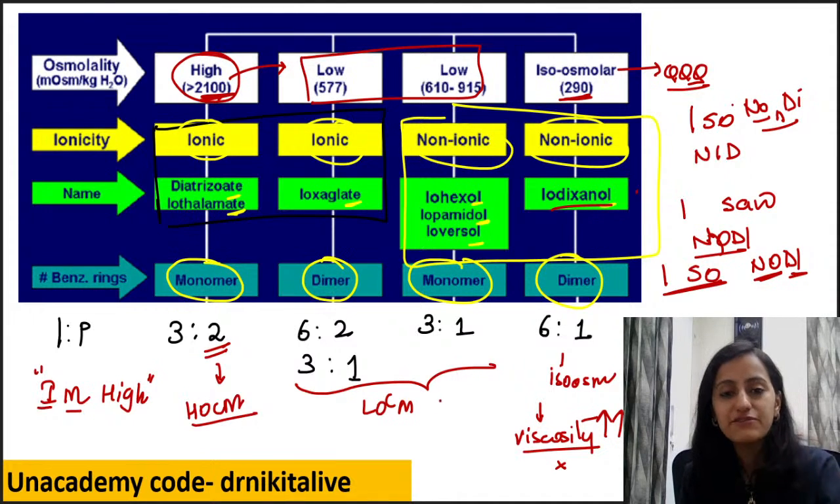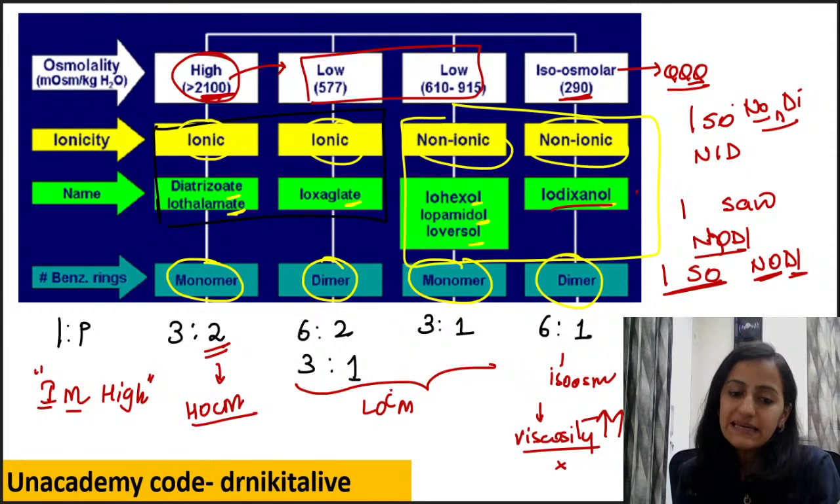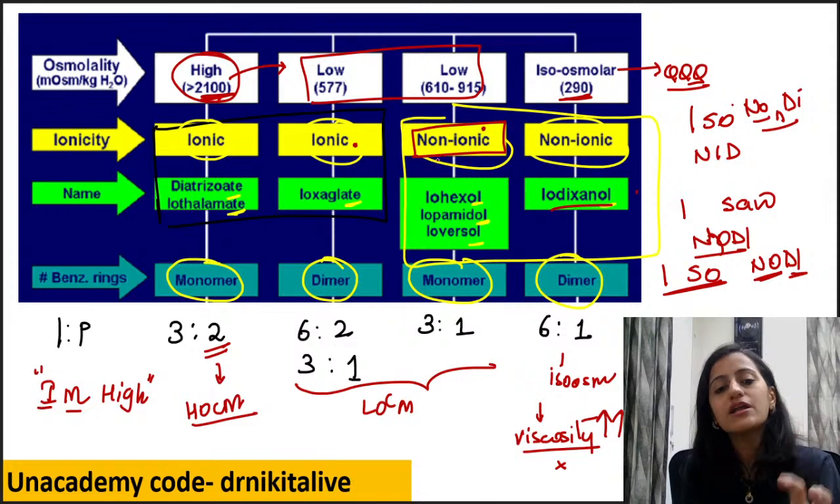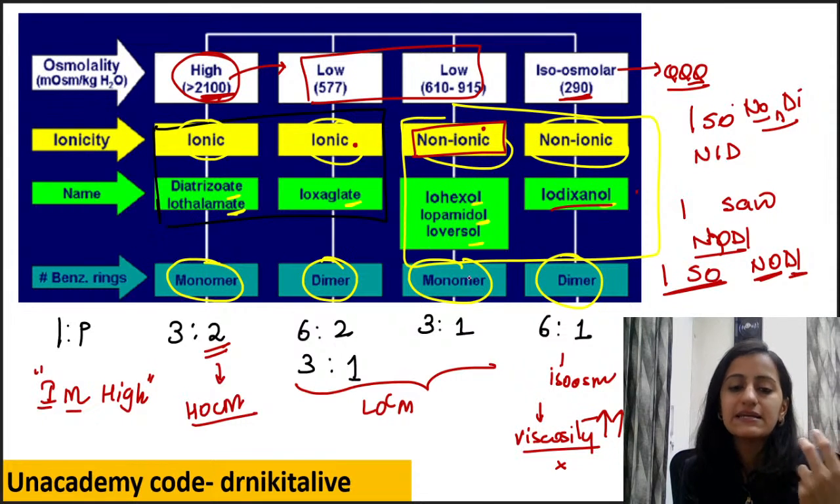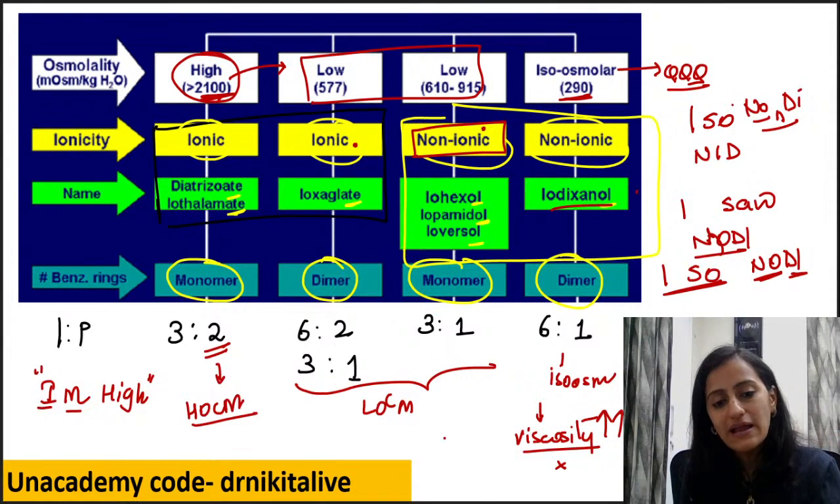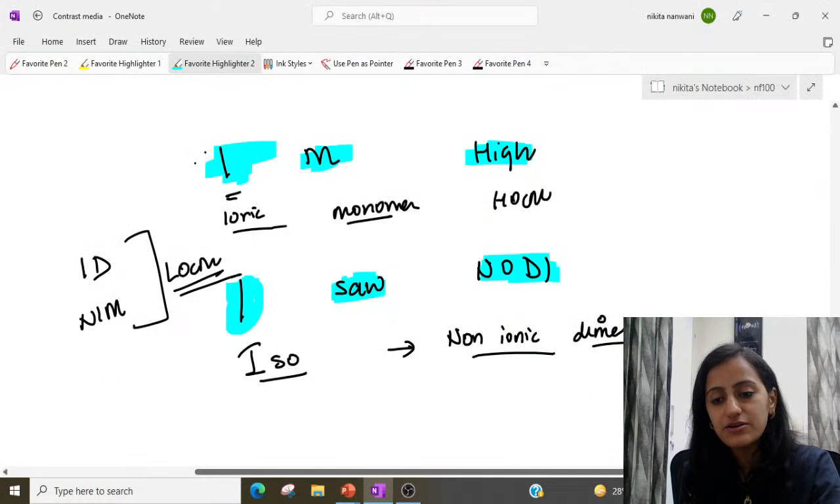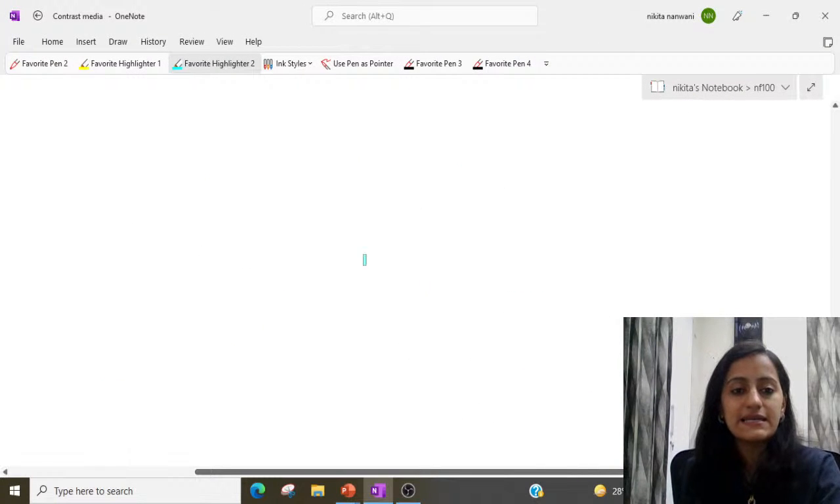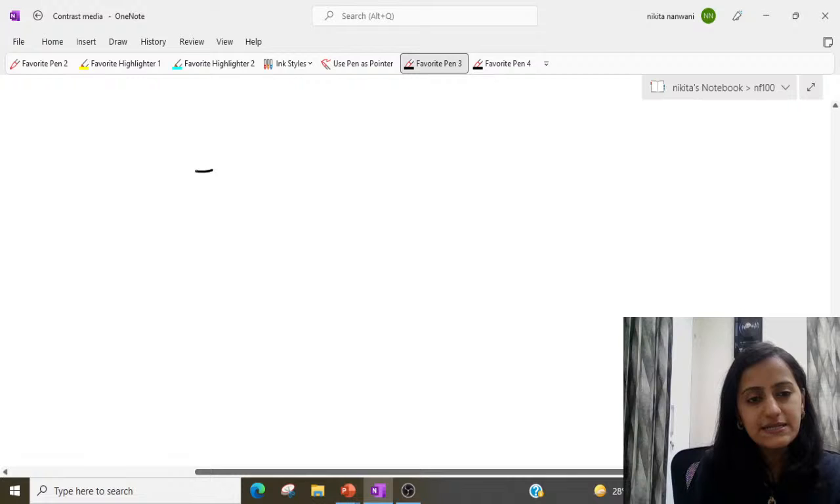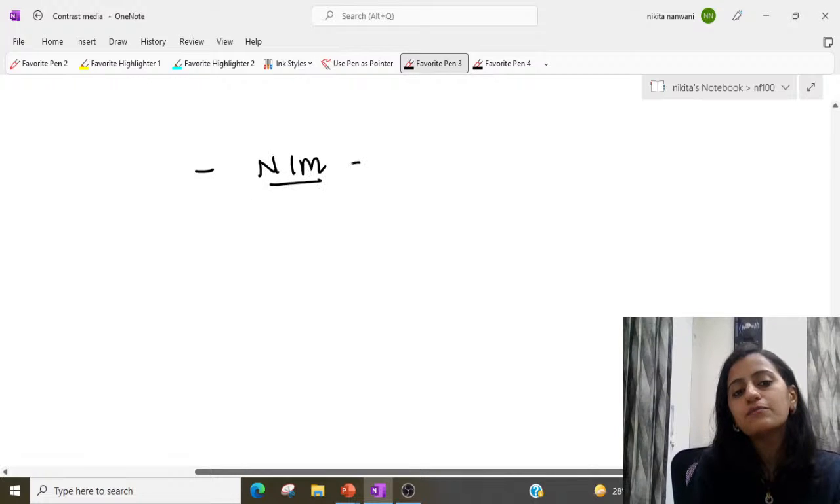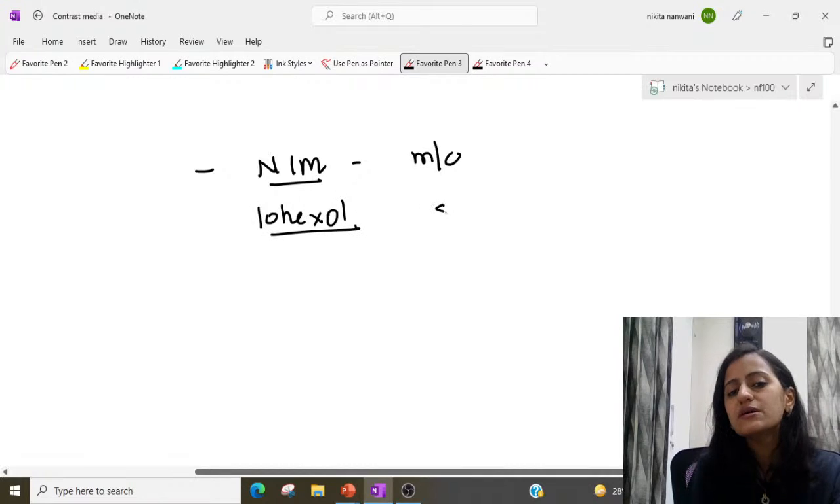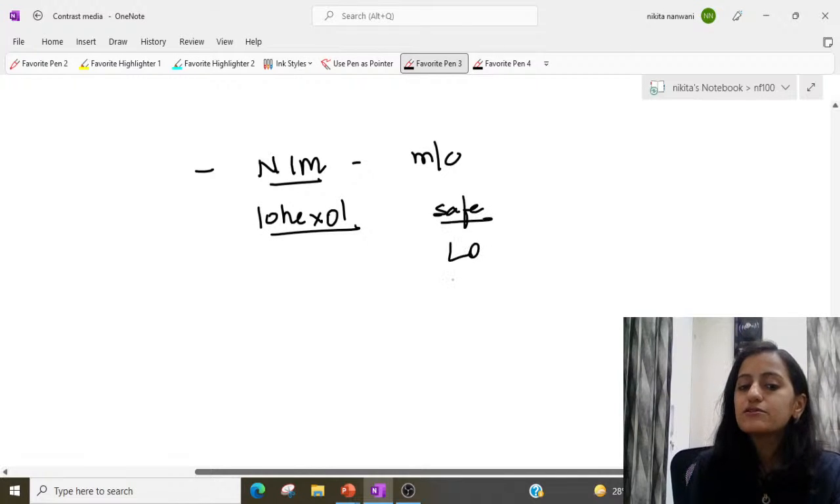The one after that, the best or the safest, is low osmolar contrast medium. Even in the low osmolar, is it ionic or non-ionic? It is non-ionic, which is better and more safe. The contrast medium used commonly in our daily practice is basically your non-ionic monomer. That is iohexol, very commonly used because it is safe, it is low osmolar, it is non-ionic.